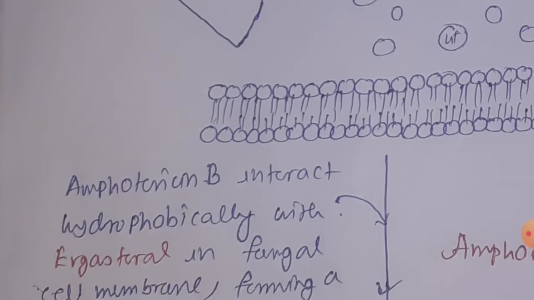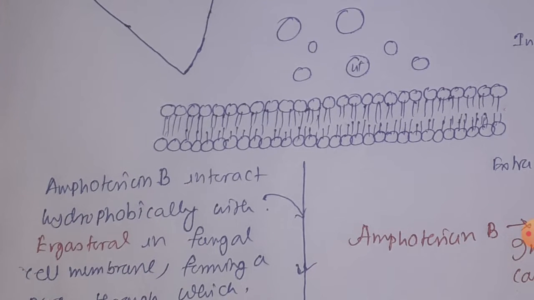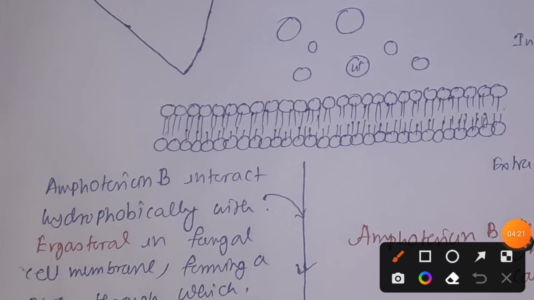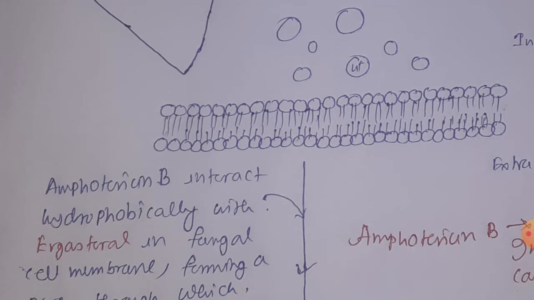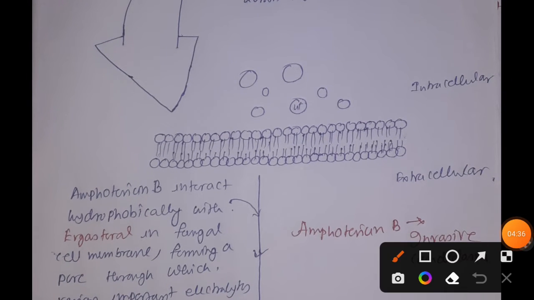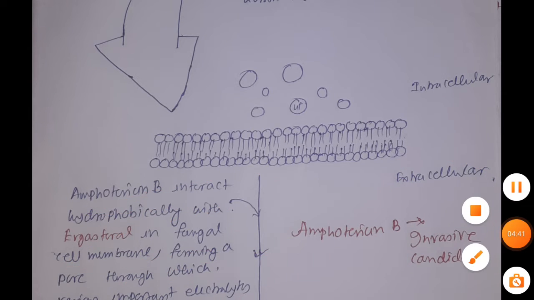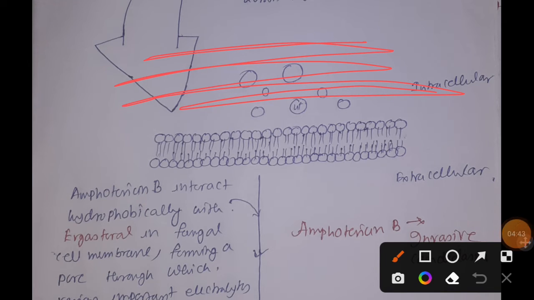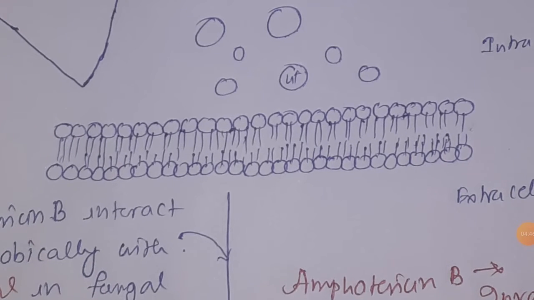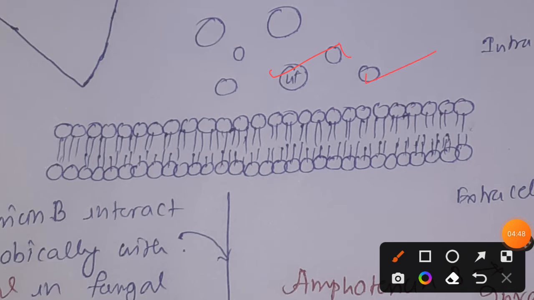These phospholipid bilayers are made up of ergosterol, and this is the cell membrane of the fungus. Amphotericin B will interact with the ergosterols hydrophobically and create a pore in the cell membrane. Now let's consider that this portion is the extracellular environment, and this one is the intracellular environment. In the intracellular part there are various kinds of ions of various sizes, right?